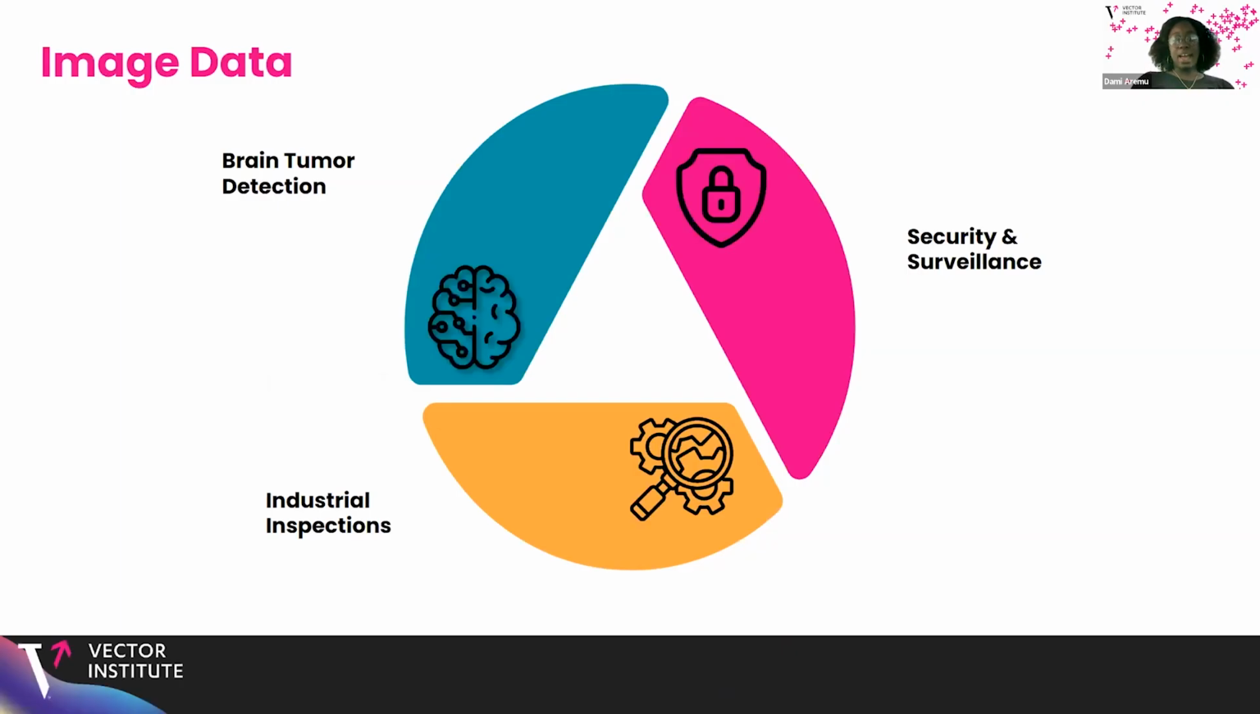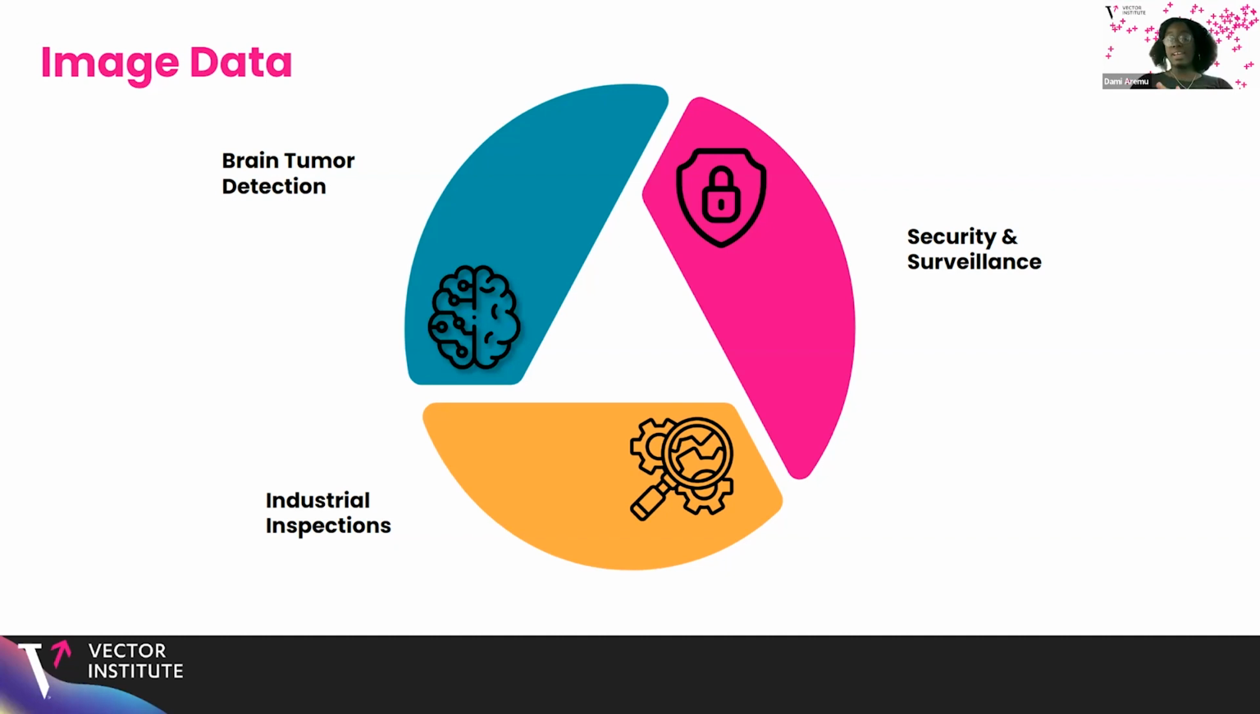So I'm going to be talking about some example use cases. For image data, we have brain tumor detection. So for brain tumor detection, there's a training of regular data, normal brain images and all of that. And then we are going to be checking if there's an abnormality or anomaly in the brain scan.